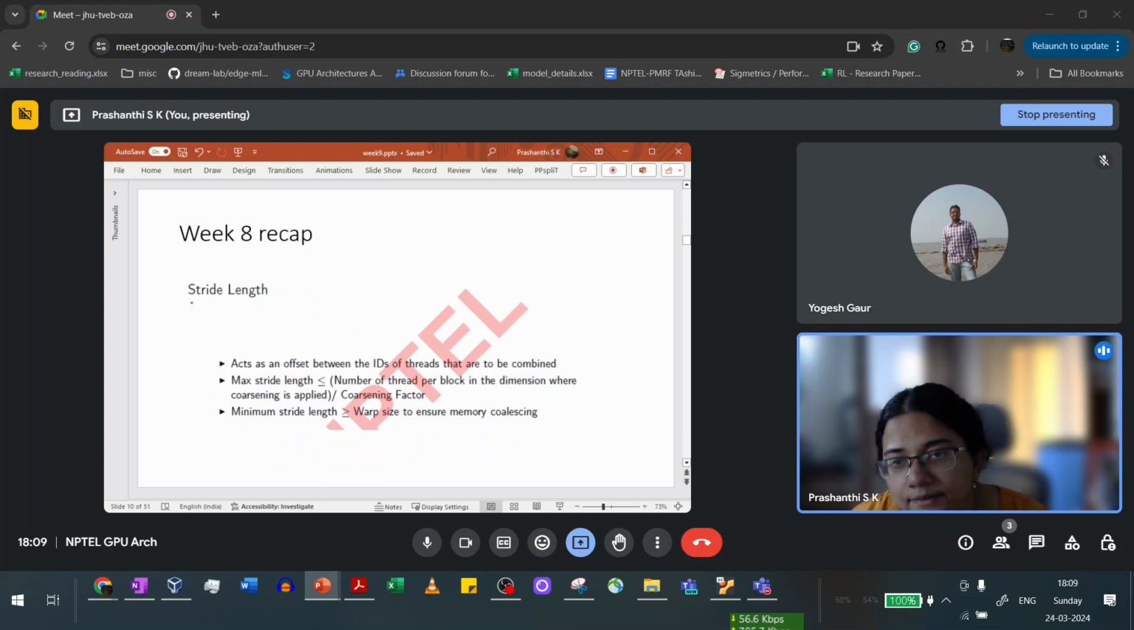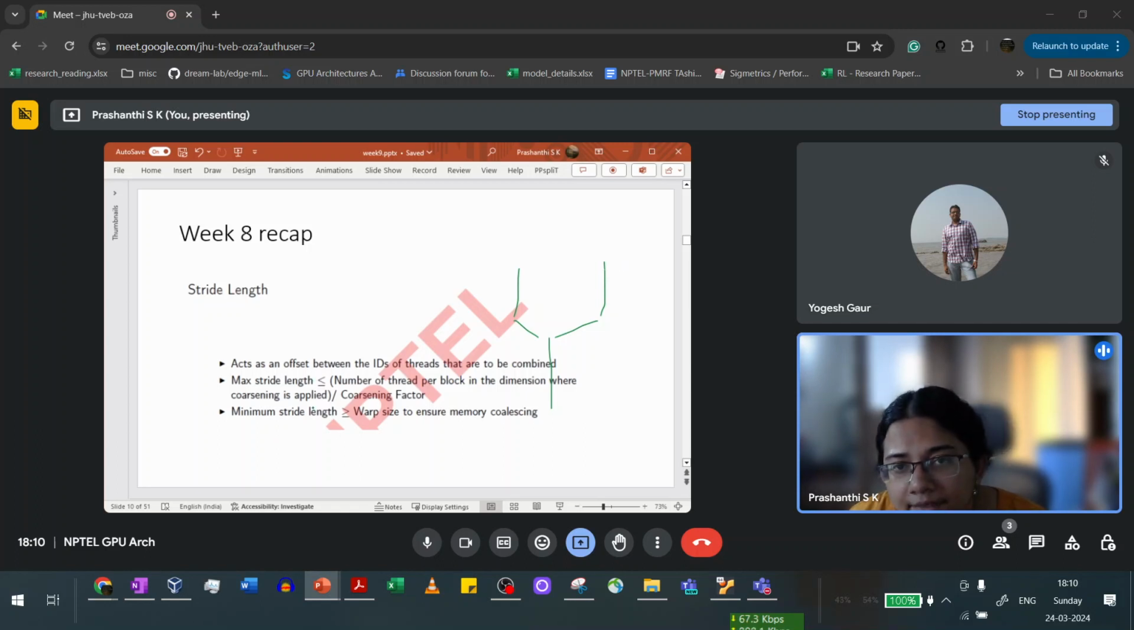Then I think this was also something somebody asked. Stride length was something that was confusing. When I say coarsening factor of 2, I mean that in the thread level coarsening idea, you're basically going to club the work of these 2 threads, and the new coarsened thread will be doing the work of these 2 threads. But which threads you combine is decided by the stride length, basically the offset between the thread IDs that are going to be combined.